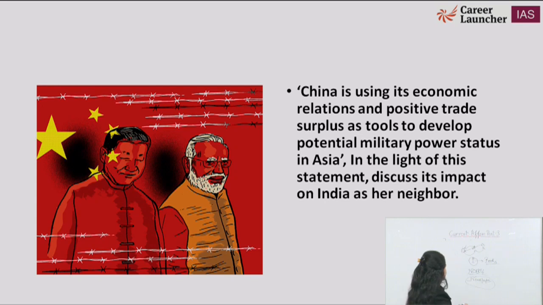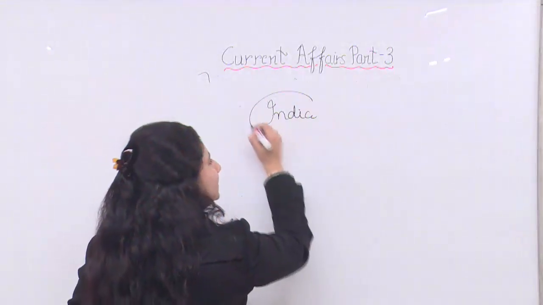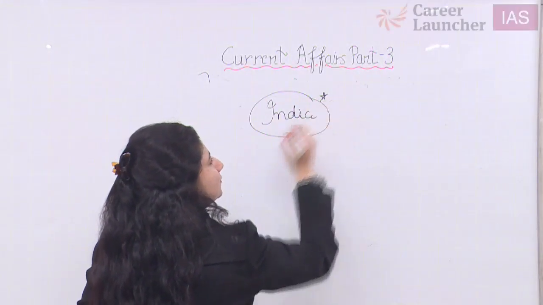So whatever China is doing, China's actions, China is using its trade surplus, good. It is using these small countries to impact India. Why and how will India be impacted? This is the essence of the question.